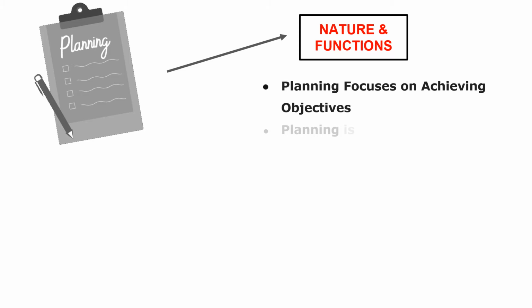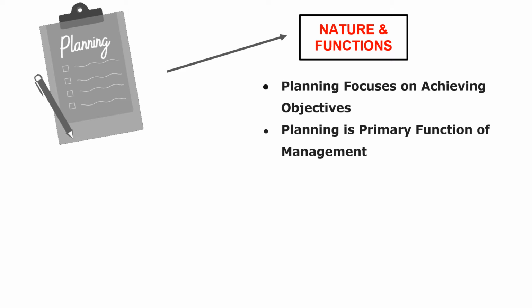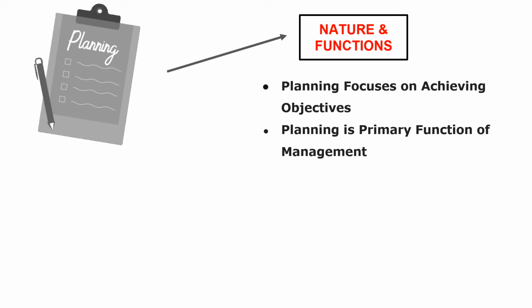The second one here is planning is primary function of management. Primary function of management is planning because the other functions come after planning. In the absence of planning, no other function of management can be performed.